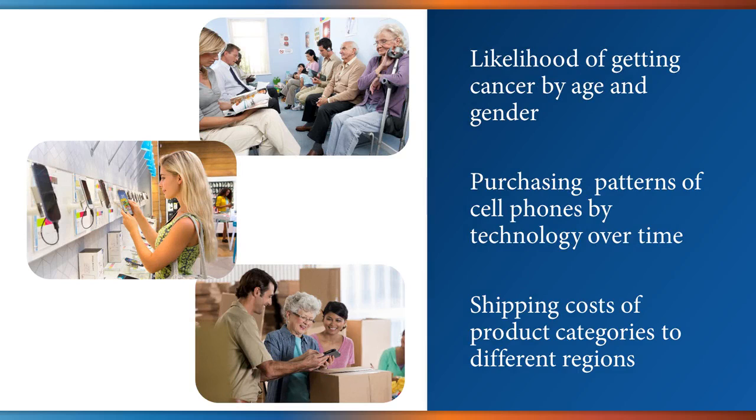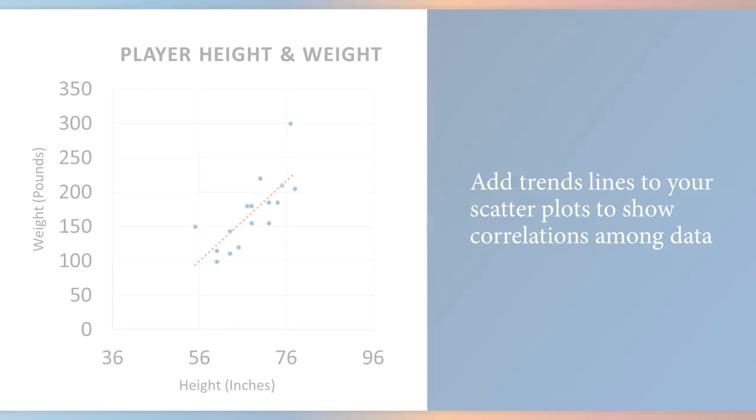Use a scatter plot when investigating the relationship between different variables. For example, male versus female likelihood of having lung cancer at different ages, or purchase patterns of smartphones by technology early adopters and laggards, or shipping costs of different product categories to different regions.